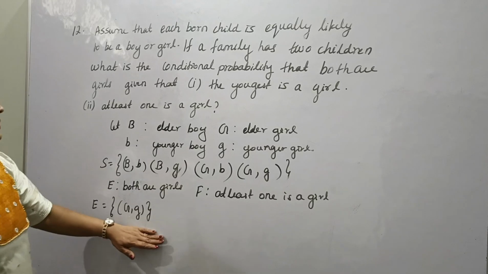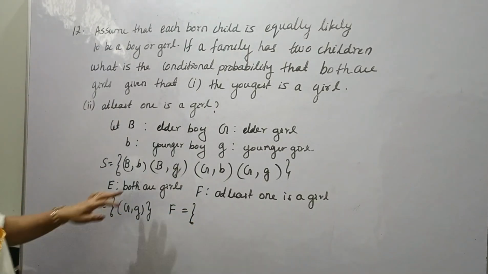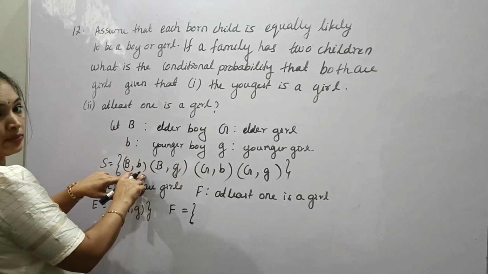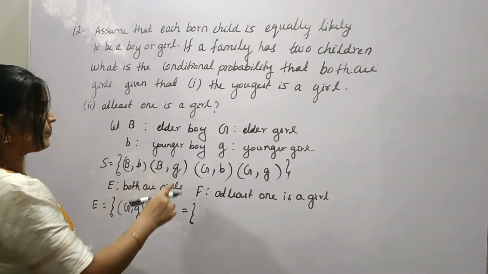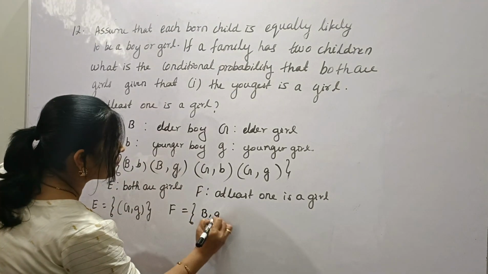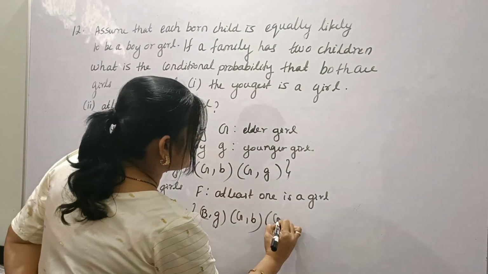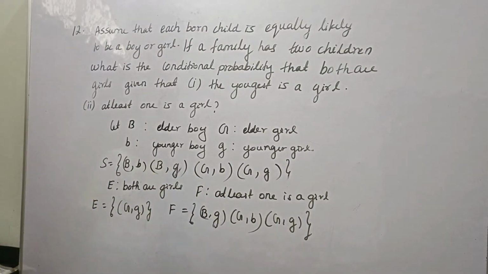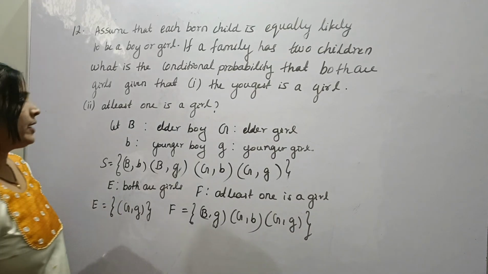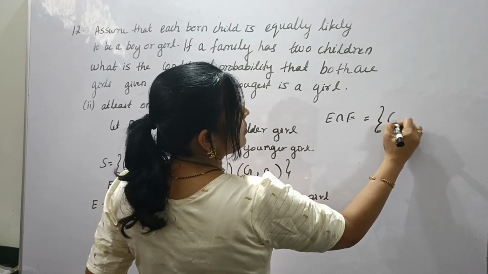Next, the possible outcomes of F are at least one is a girl. At least one girl means not this one, okay, at least. So that is greater than or equal to 1. At least 1 means greater than or equal to 1. So BG and GB, GG is also possible, at least one girl. Now E intersection F is nothing but GG, right? So E intersection F is equal to GG.